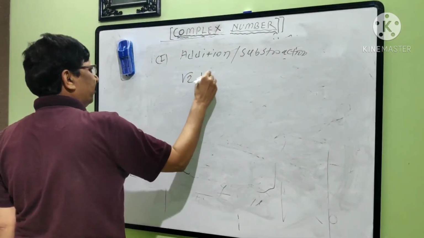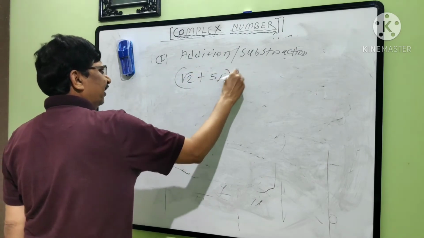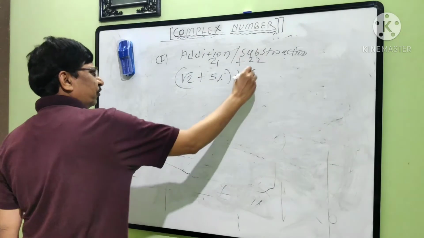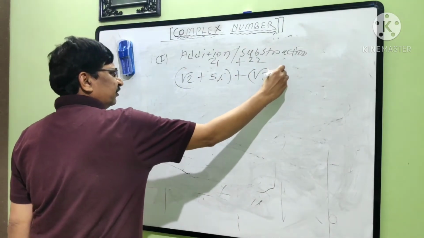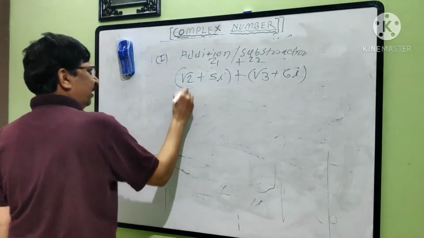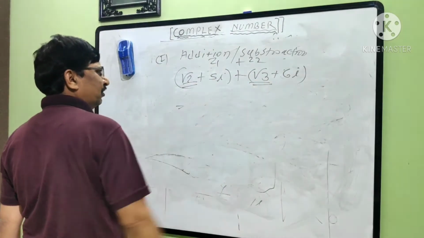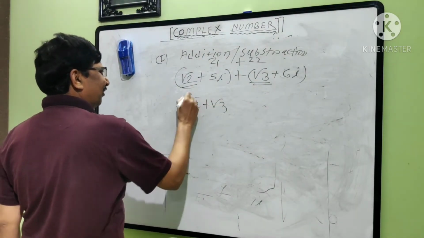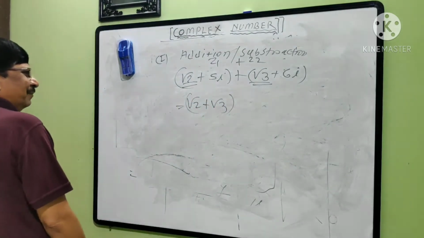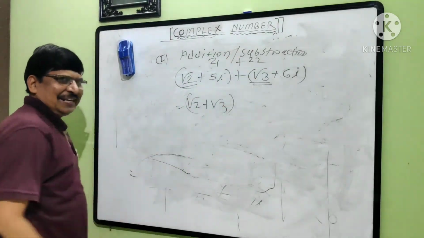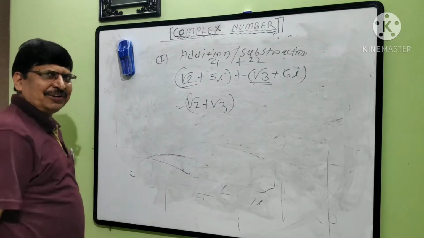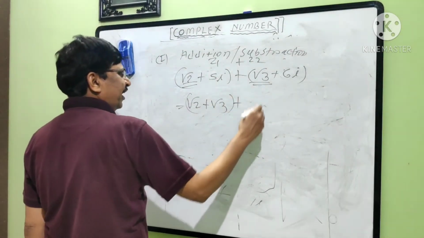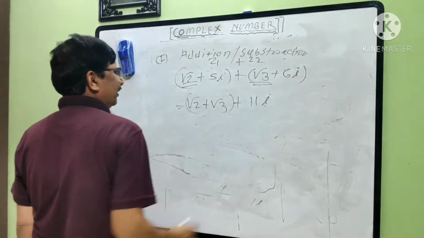Suppose z1 is √2 plus 5i and z2 is √3 plus 6i. Now the real part is √2 plus √3. It will not become √5, just remember this, otherwise you will lose your reputation. √2 plus √3 is the real part, because though they are irrational numbers, definitely these are real. So the addition gives √2 plus √3. Then 5 plus 6i, that is 11i.